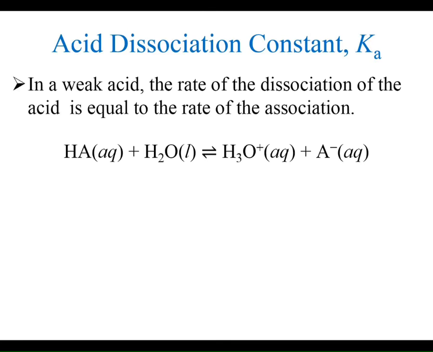Now, we know when we have an equilibrium, what does that mean? That means the rate in the forward direction is the same as the rate in the reverse direction, right? That's why it's called equilibrium. So that means whatever rate the HA is breaking up is the same rate at which these are recombining back. So the rate of the dissociation is the same as the rate of the association.